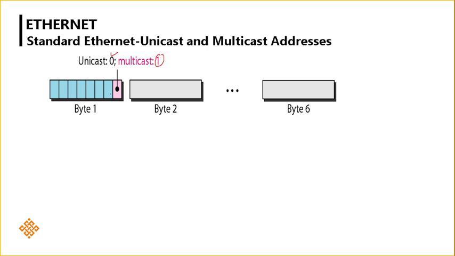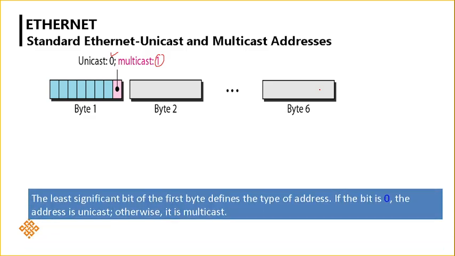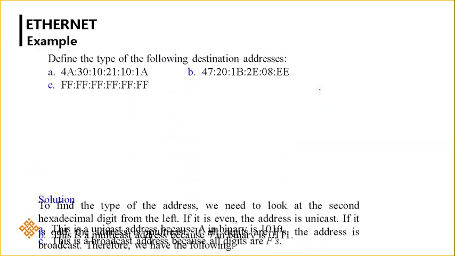Whereas if all the bits are 1, not only the first byte but for all the 6 bytes, meaning all 48 bits are 1, we can say it is broadcasting. Okay, let us see a small example to identify this.